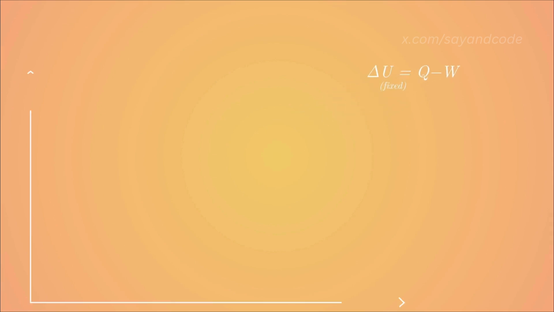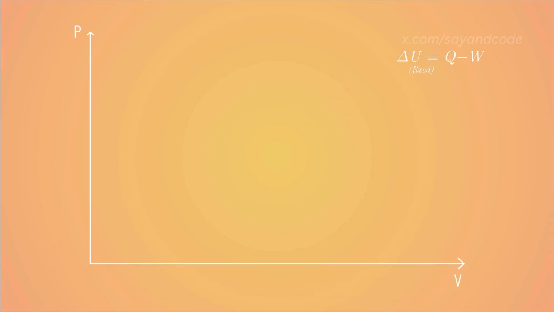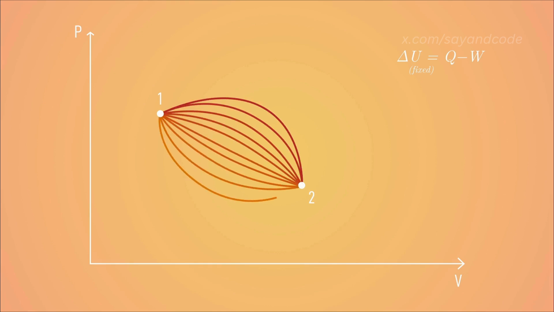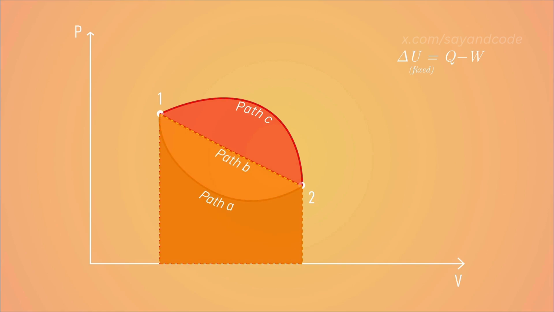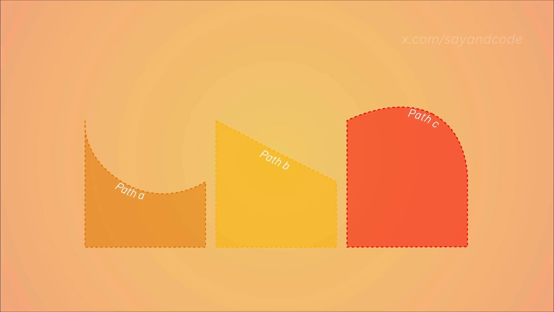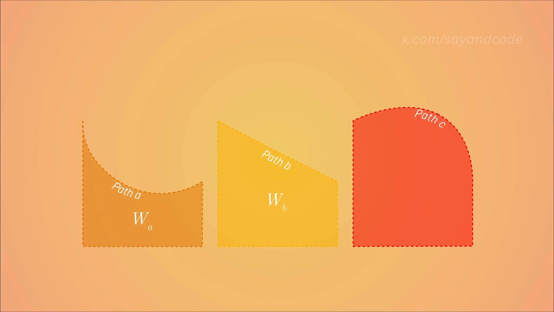If we represent this in a graphical form, using a PV diagram, for any two states, 1 and 2, there can be an infinite number of paths to transition between them. Depending on the path taken, the area under the PV curve will change. Since the area under the PV curve is the same as work done, depending on the path taken, we have different values for work done.